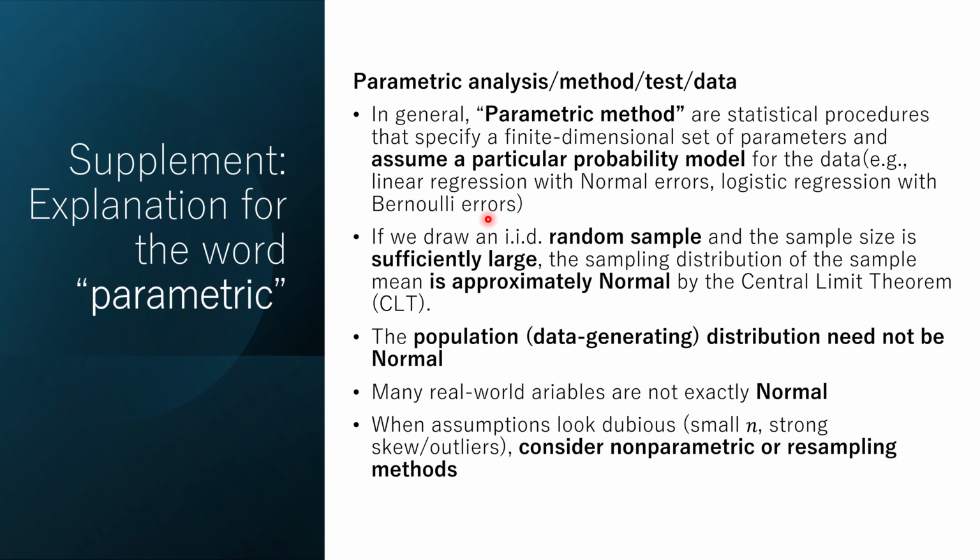Even when the population itself isn't exactly normal, the central limit theorem tells us that if the sample is large enough and randomly sampled, then the mean will be approximately normally distributed. So we can use parametric methods. Parametric methods often work fine with large sample sizes. But if the sample size is small, or the data are skewed or have heavy outliers, we may need to apply non-parametric methods instead.